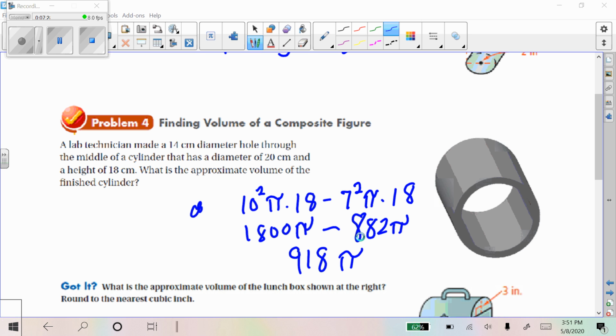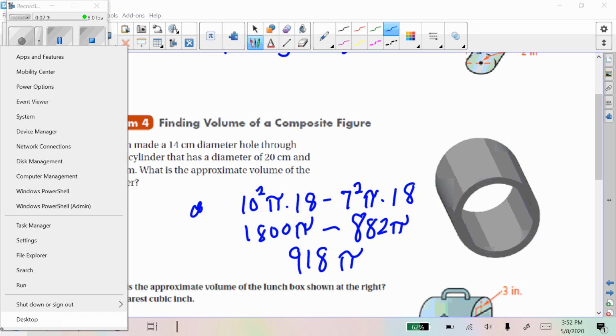All right, it says the approximate value, so you could probably round that if you wished. Okay, so go ahead and try the next problem, and you can check and see if you got that one right.